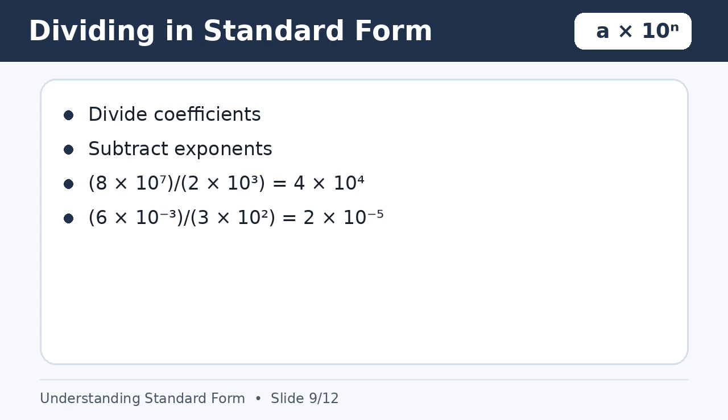Now consider 6 times 10 to the power minus 3 divided by 3 times 10 to the power 2. The coefficient becomes 6 divided by 3, which is 2. The exponent becomes minus 3 minus 2, which is minus 5. Therefore, the answer is 2 times 10 to the power minus 5.